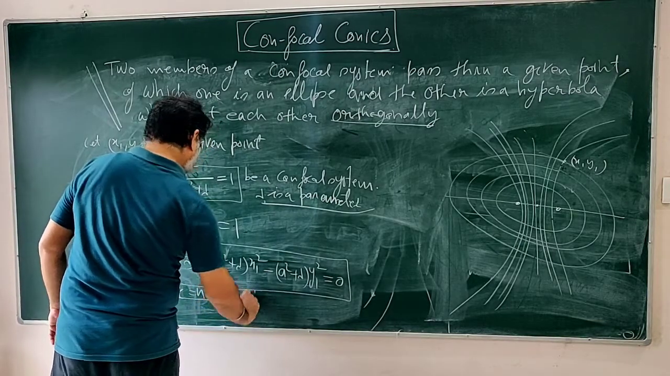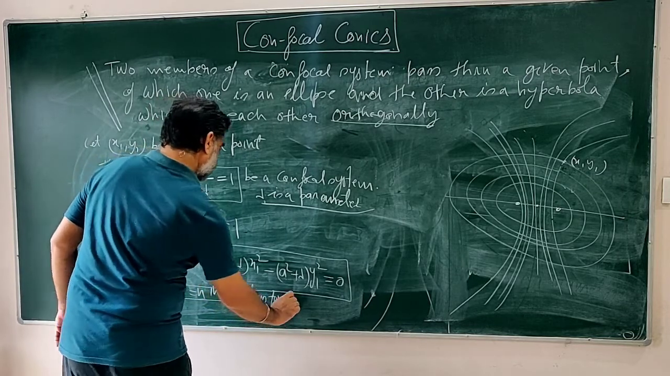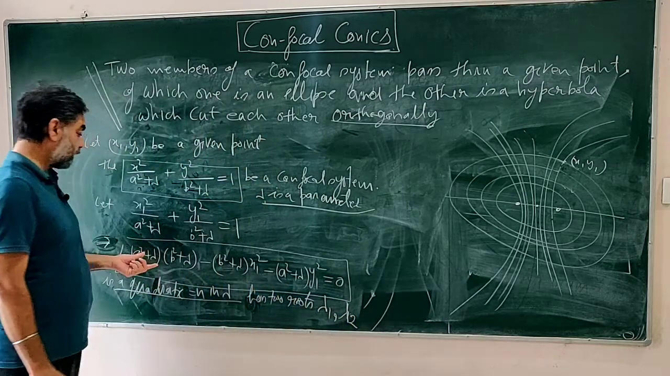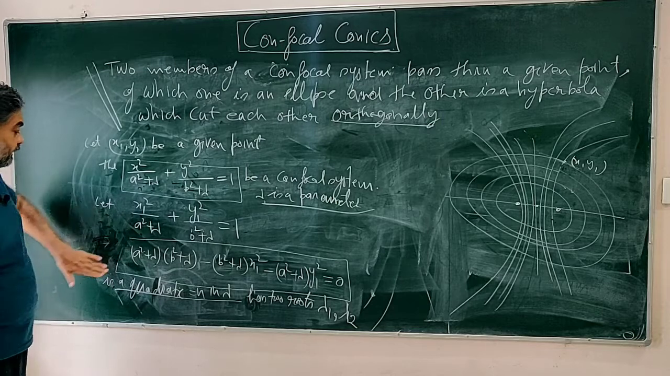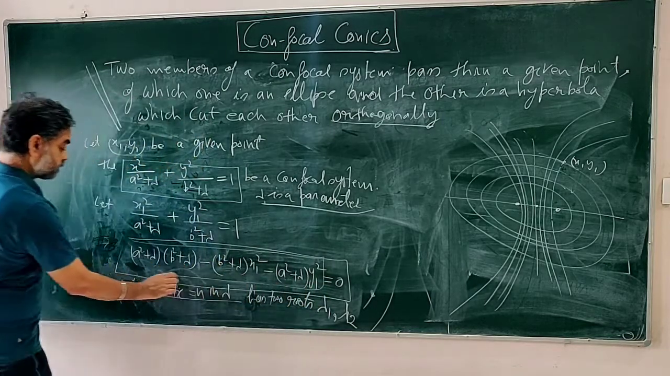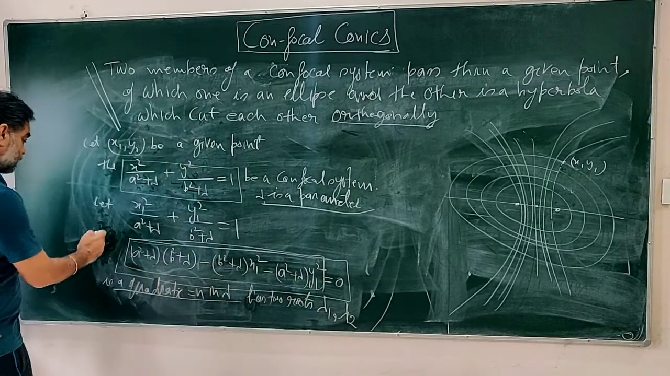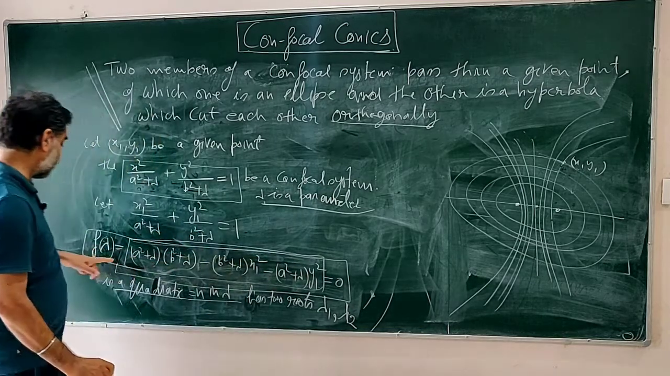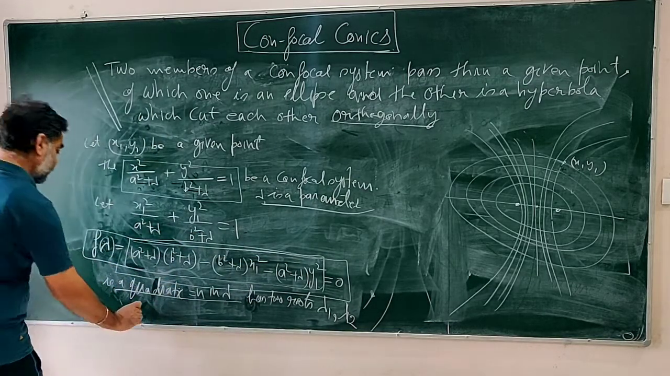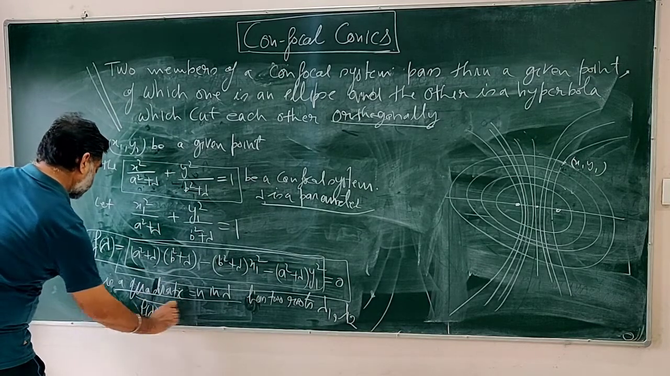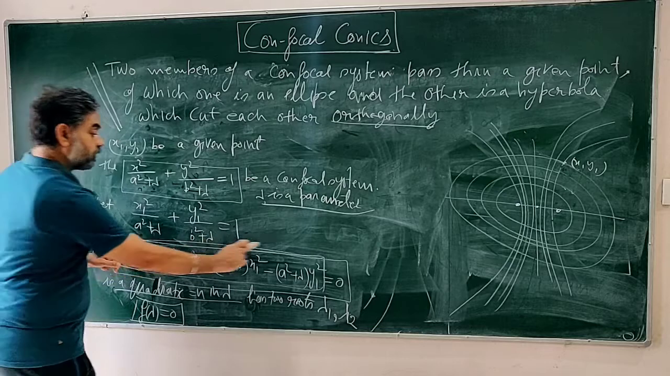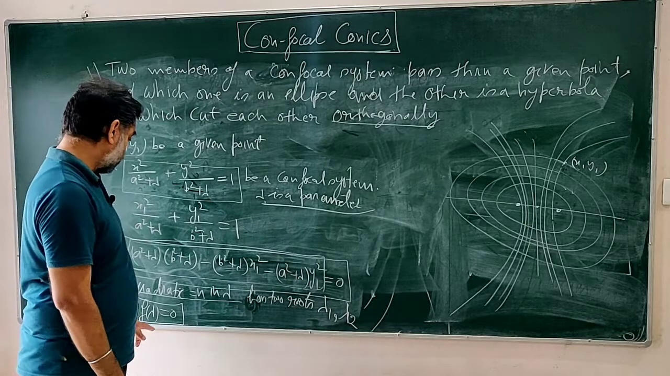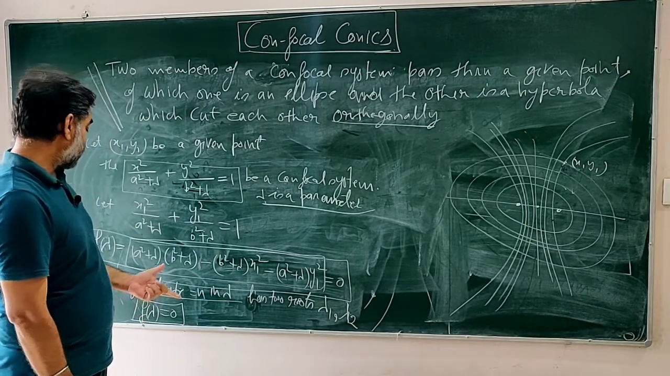Let's call the roots lambda 1 and lambda 2. So this quadratic equation in lambda has two roots, lambda 1 and lambda 2. Let's call this part f lambda, function of lambda. So this quadratic equation is f lambda is equal to 0. If we call this part f lambda, then this quadratic equation is f lambda equal to 0, and it has two roots.